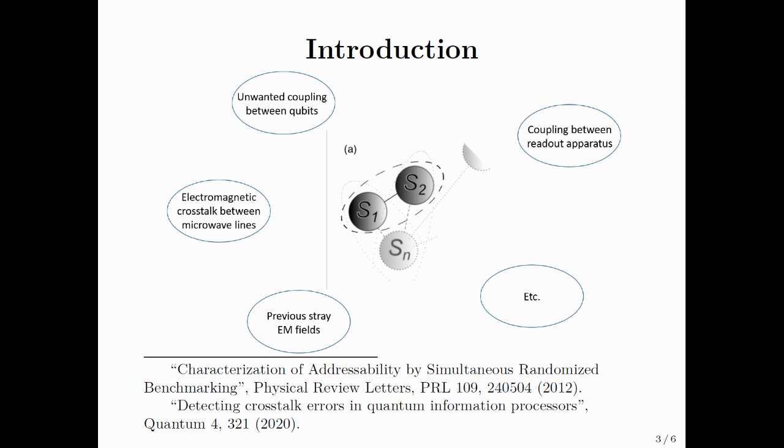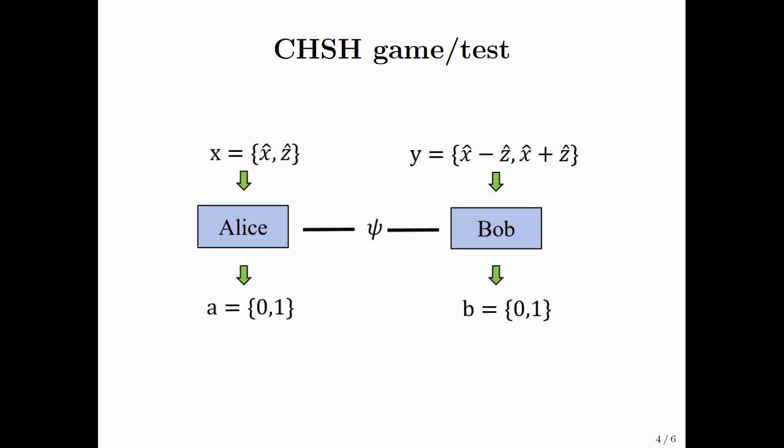A natural idea to test how strong the crosstalks are in a system is to perform some operations on one qubit and at the same time observe what happens to the other qubit. This happens to coincide with the well-known CHSH Bell test.